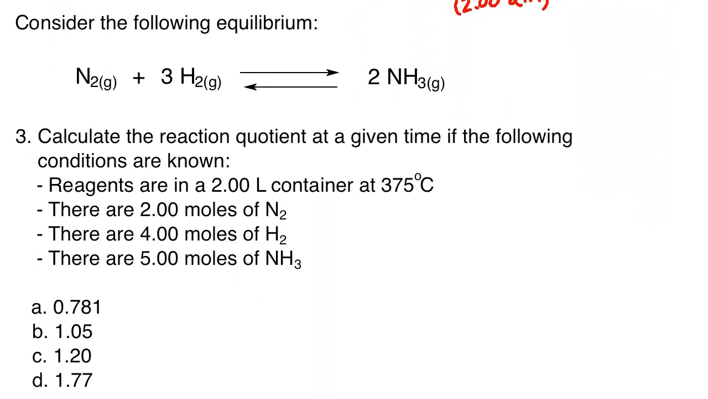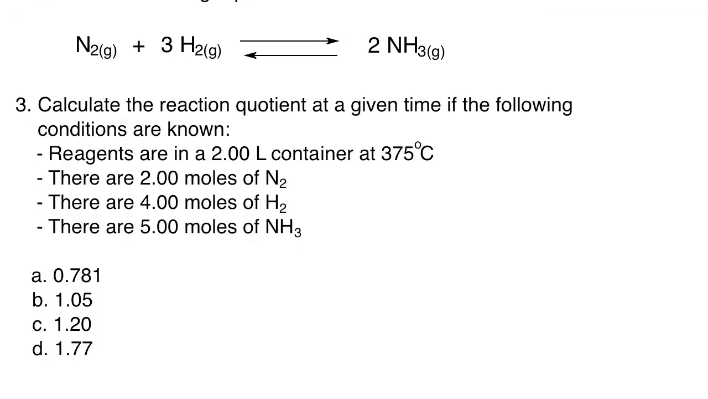All right, consider the following equilibrium. We have the nitrogen gas and the hydrogen gas, and that's going to be in equilibrium with the ammonia gas as the product. So we're going to be doing a similar type of setup to what we just did in 2. Now keep in mind that in this case this is not Kc or Kp. We're looking at a Qc that we're going to calculate because we're looking for the reaction quotient at a given time. And there's a couple important things here.